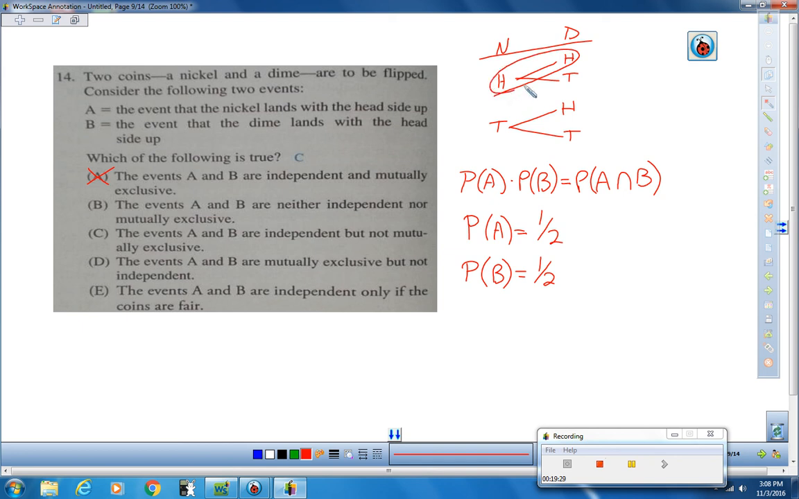That's 1 outcome out of 4. That's the probability of A and B happening. So 1/2 times 1/2 is 1/4, so those 2 events are in fact independent. If they are independent, then this is a false statement. The events A and B are independent, that's a true statement, but not mutually exclusive. That's a true statement. So our answer has to be C.